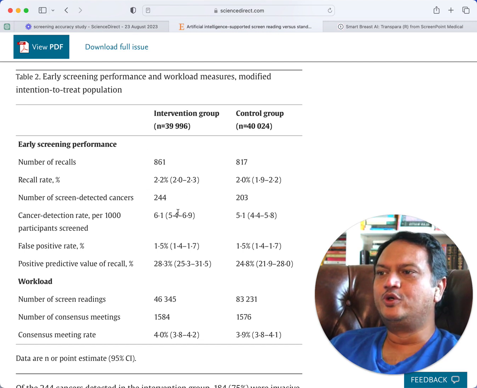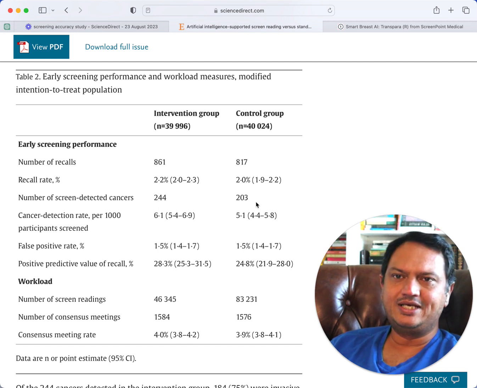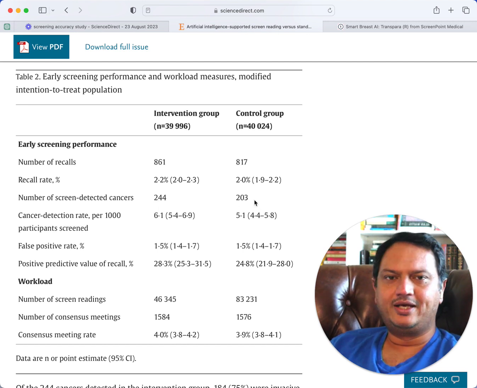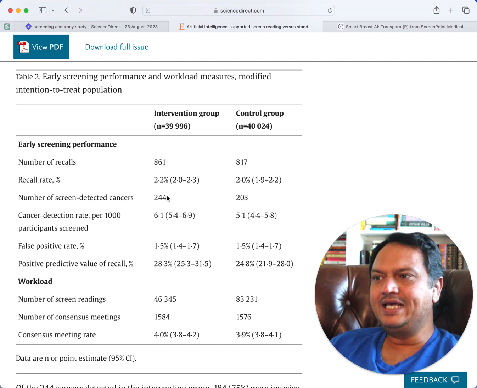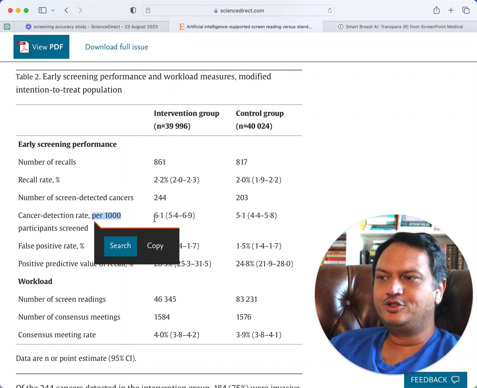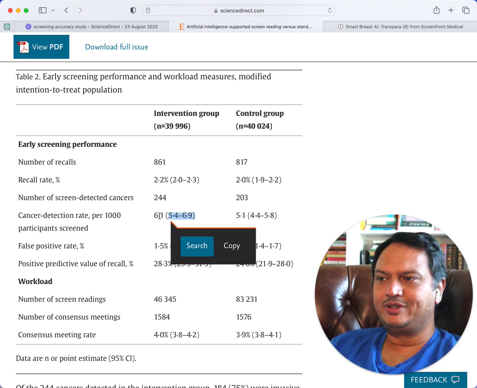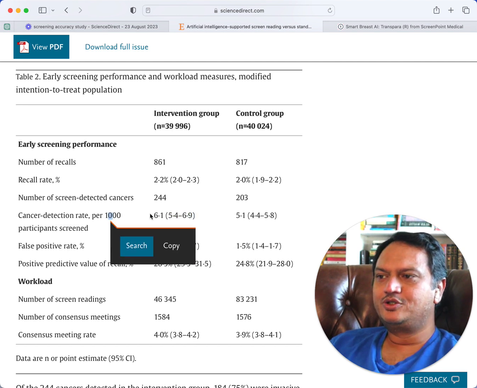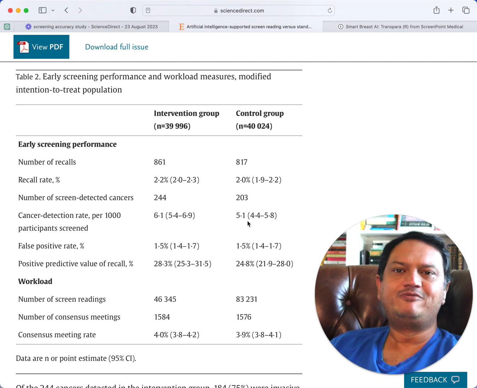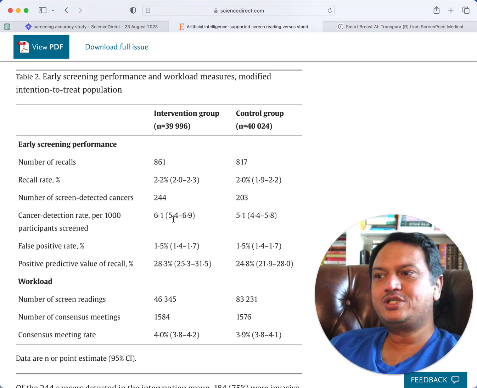And out of those, 244 cancers were detected in the AI group and 203 cancers were detected in the non-AI group, or double radiologist group. And again, slightly more in number and slightly higher cancer detection rate per 100,000. So 6.1, with the range of 0.5, 0.4. So this is a confidence interval because this is statistical calculation. So about 6 per thousand compared to 5 per thousand, right? So one more patient per thousand.